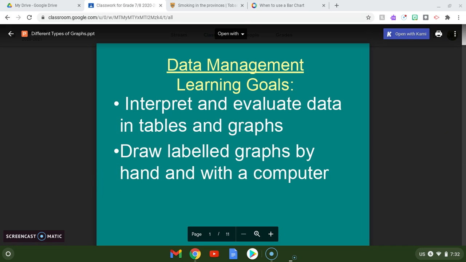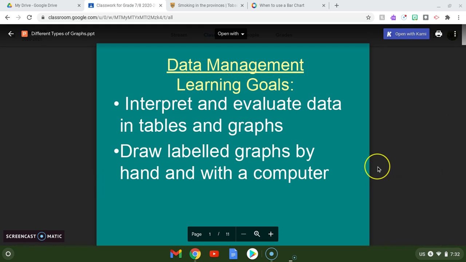Data management, our new math unit. So, our learning goals for this unit, and most likely for this week, is that we want to interpret and evaluate data in tables and graphs and draw labeled graphs by hand and with a computer. Now, this week we're going to be learning how to use a computer to make a graph using Google Sheets. But before we can do that, we need to look at the different kinds of graphs we can make so that we know when to use what.